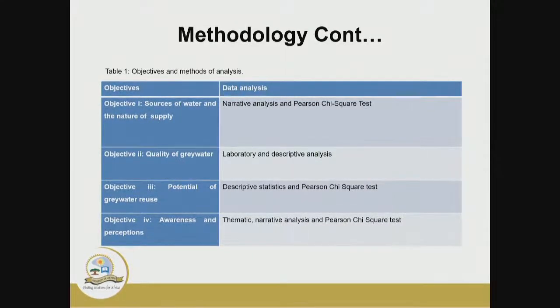This is how the objectives were analyzed. The first objective was analyzed narratively and using Pearson chi-square test. Objective two was analyzed using laboratory and descriptive analysis. Objective three was analyzed using descriptive statistics and Pearson chi-square test. And the last objective was analyzed using thematic narrative analysis and Pearson chi-square test.